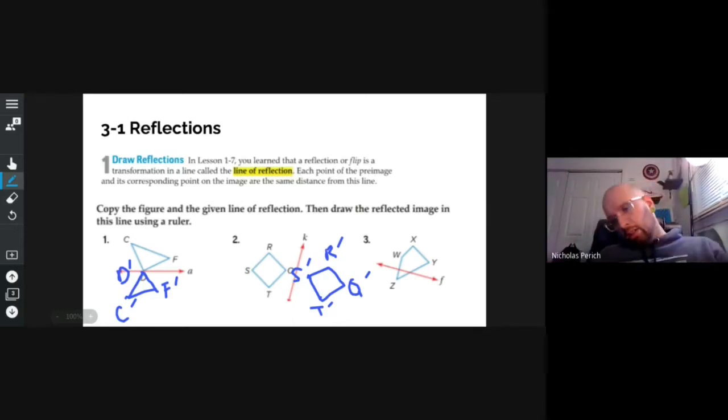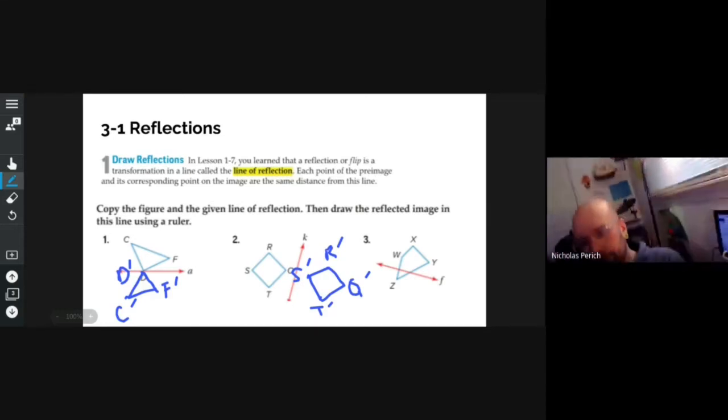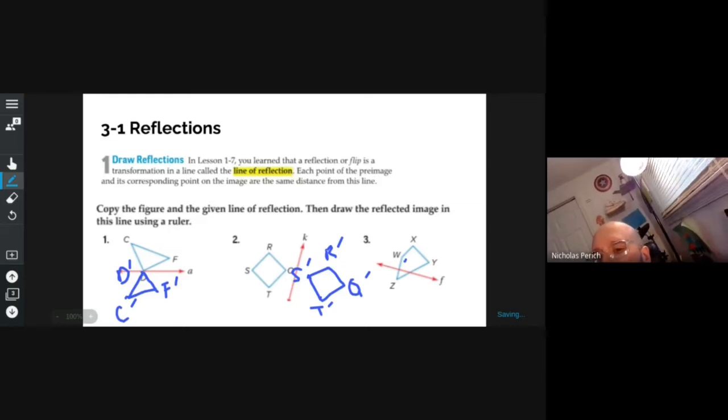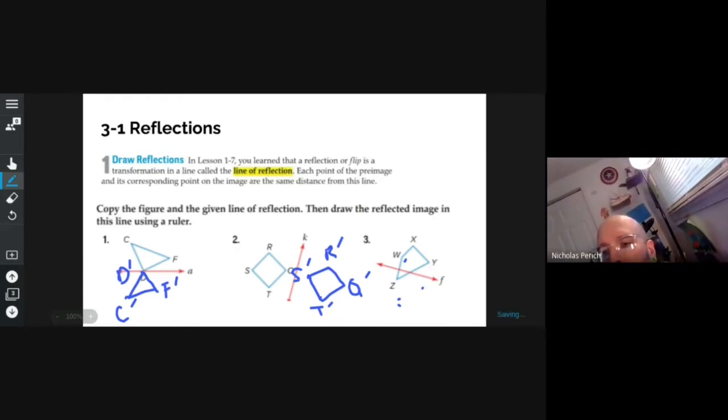This guy, I'm going to tilt it again so that Z is like there. That's Z. X is going to show up there. Y there. W is there.